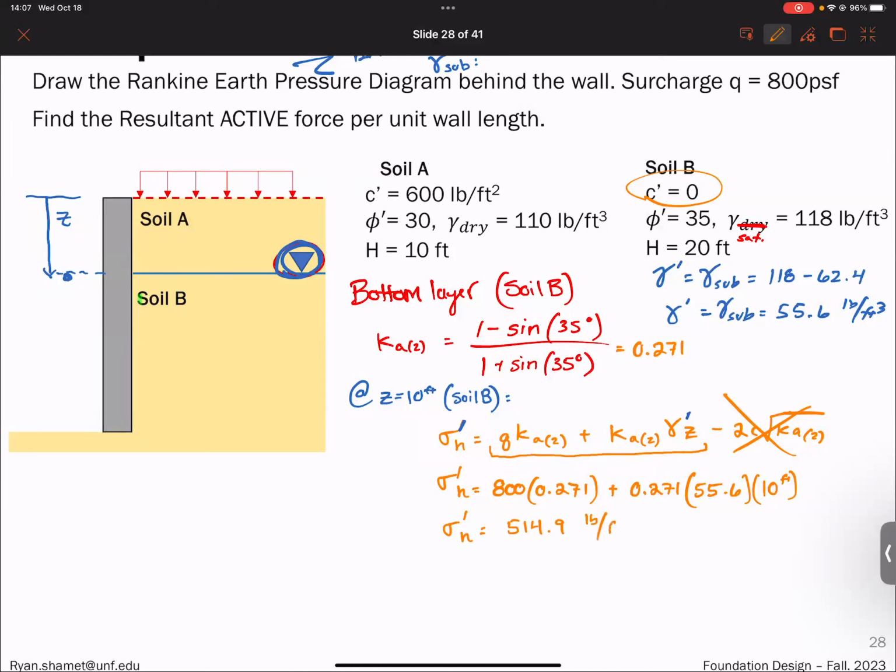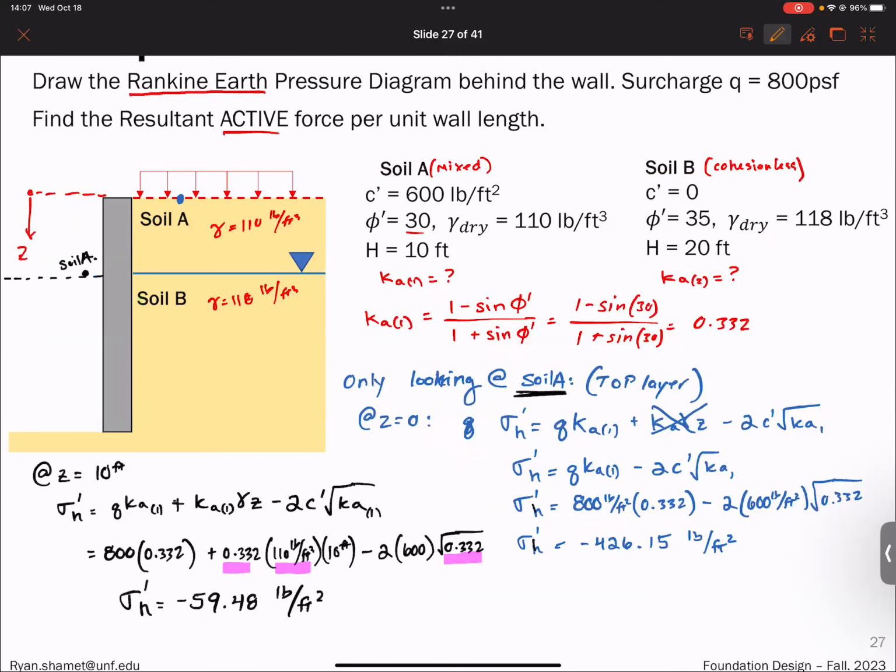This is going to be 514.9 pounds per square foot. So this is still soil B, just right at Z equals 10 feet, but in soil B now. If we remember from the last slide, we were at negative in soil A. So when we're drawing this, it's going to have a discontinuity in our profile. We're going to have negative values and then it's going to shoot up.